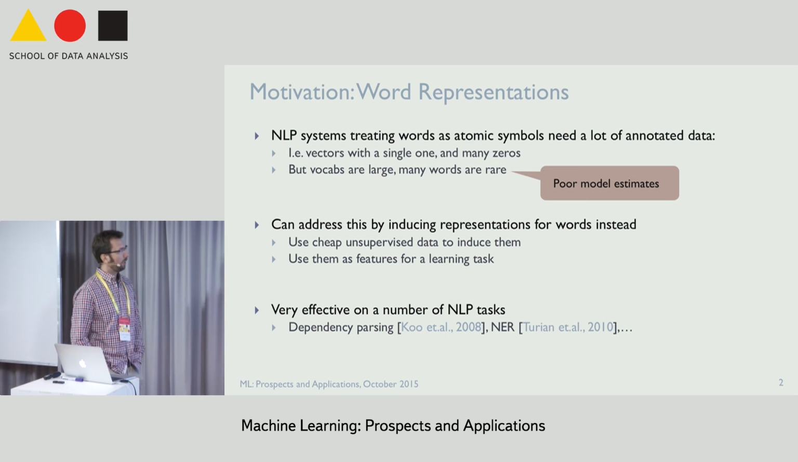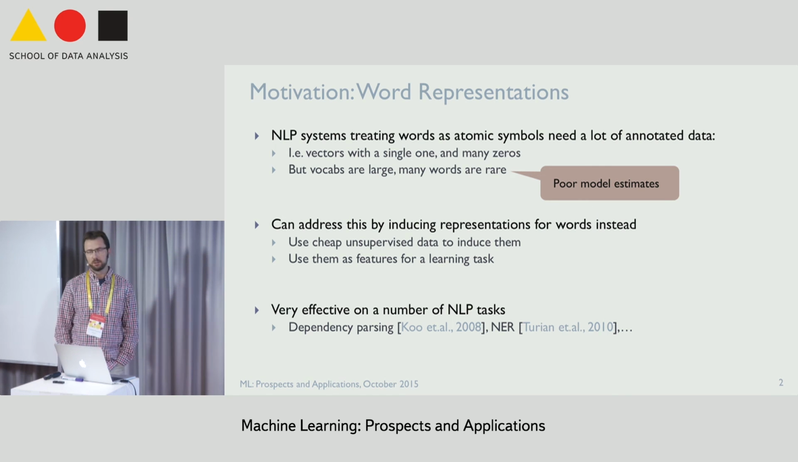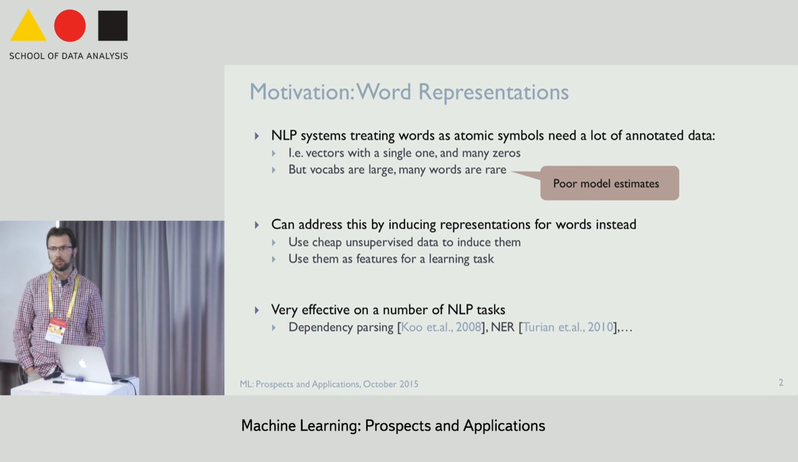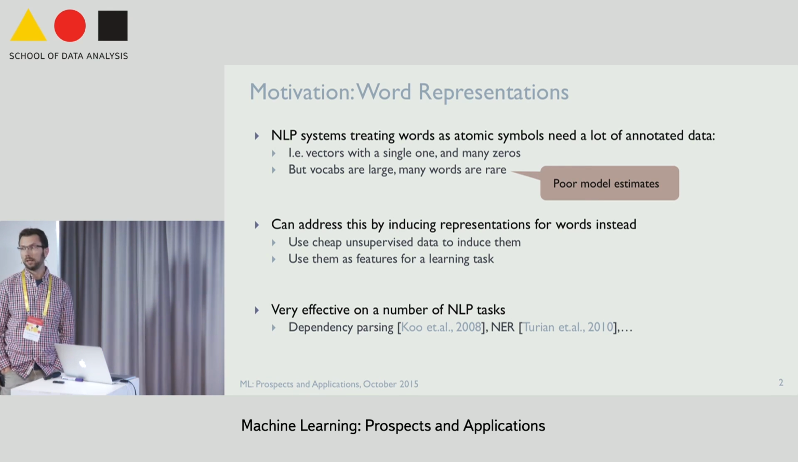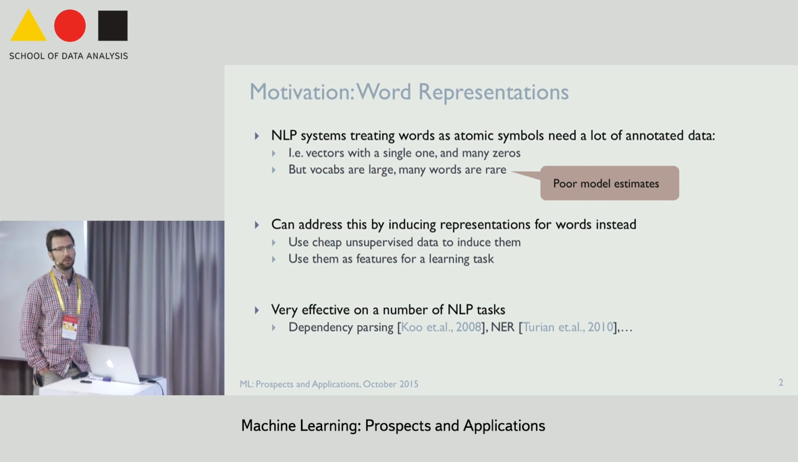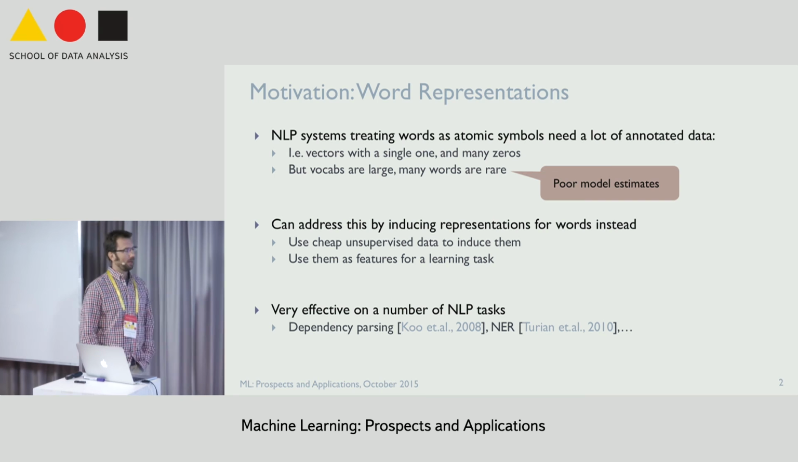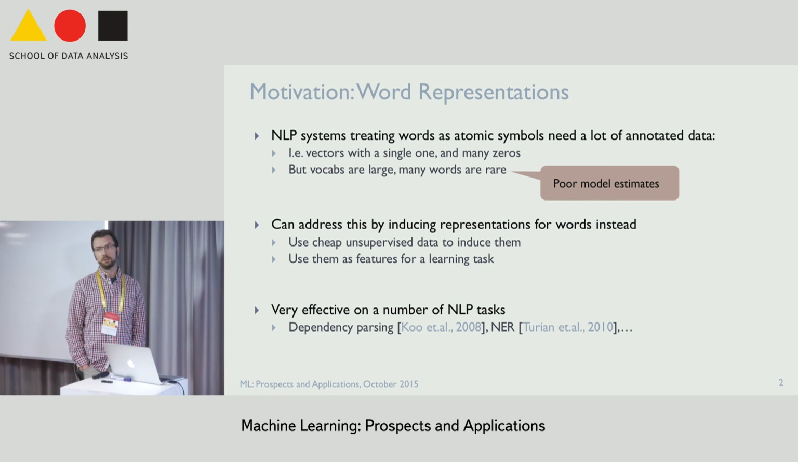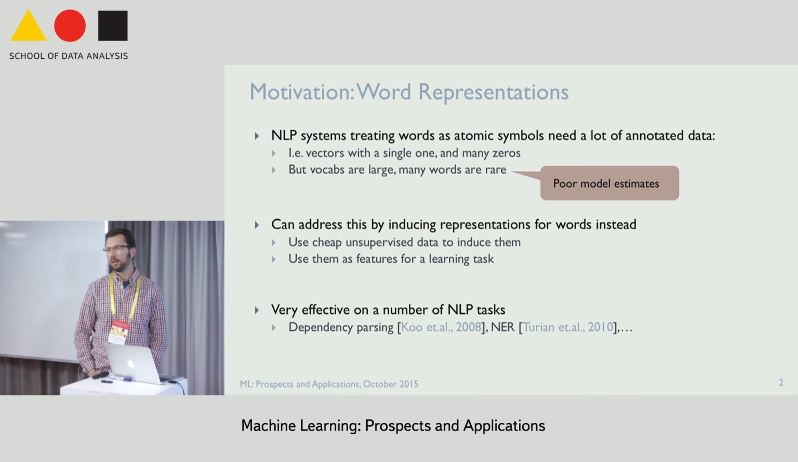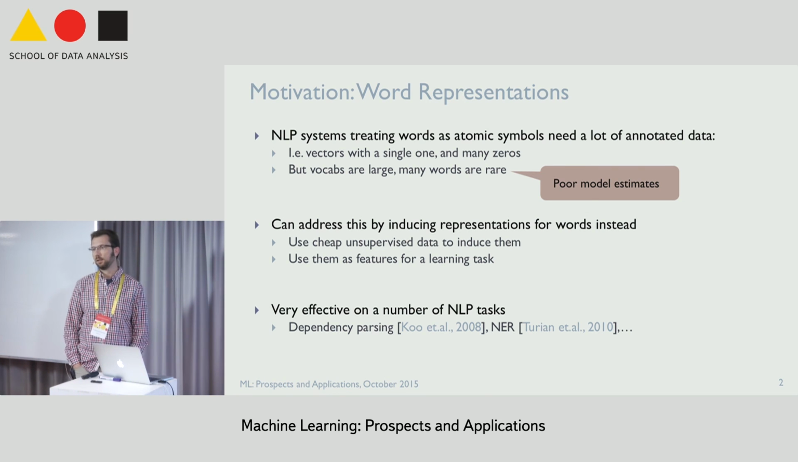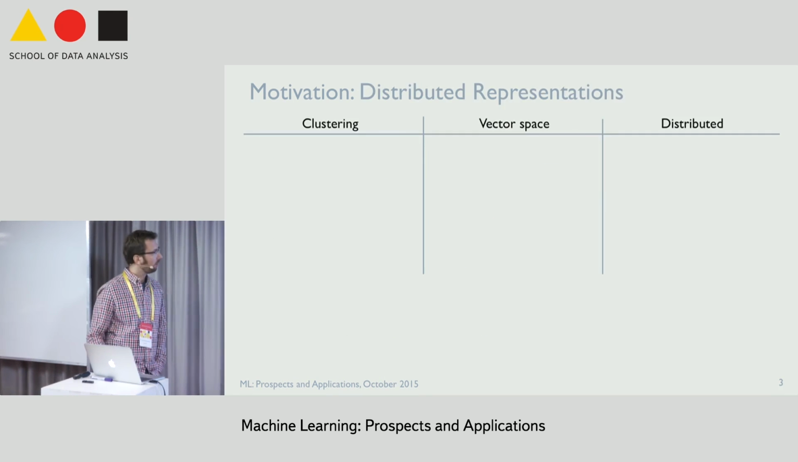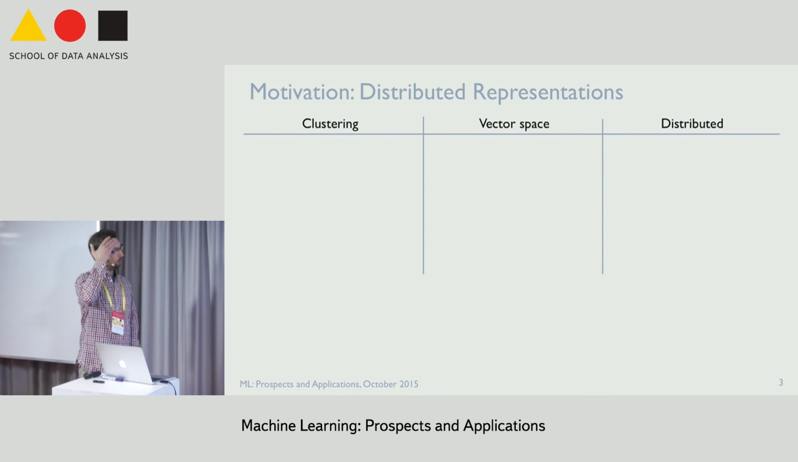One way of dealing with this is, instead of using words as atomic symbols, to try to represent them in some alternative way. Typically people use cheap data to induce these word representations and then pass them as features to learning algorithms. By cheap data, I mean typically unannotated texts in a given language, so you can go and crawl this on the web. So what are our options for these representations that we could use instead of words?